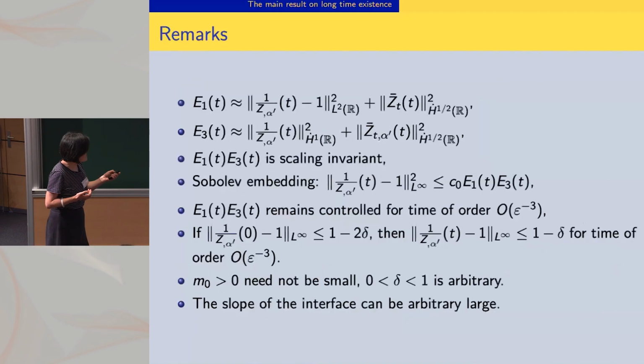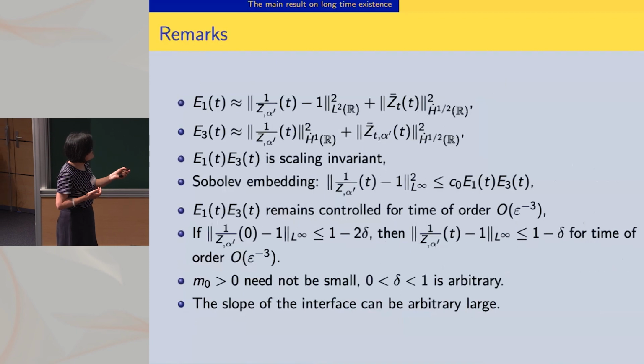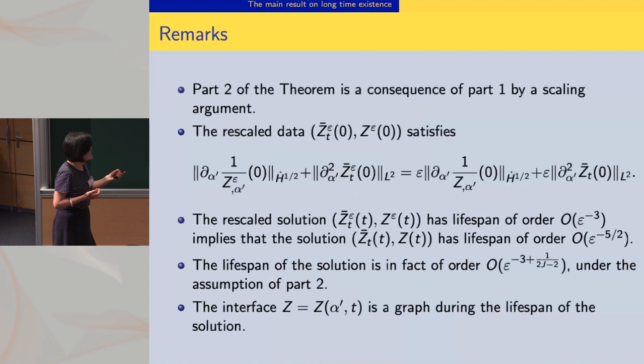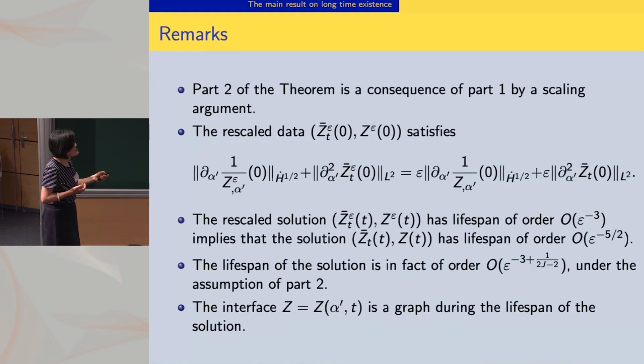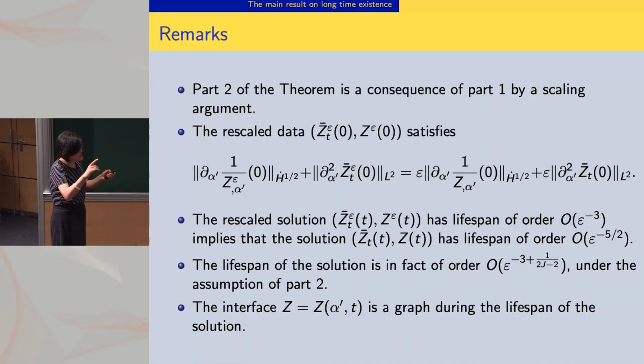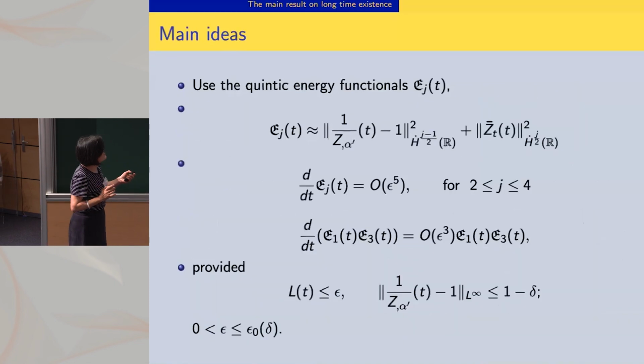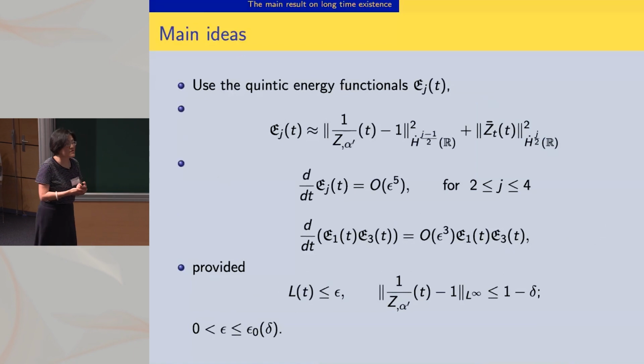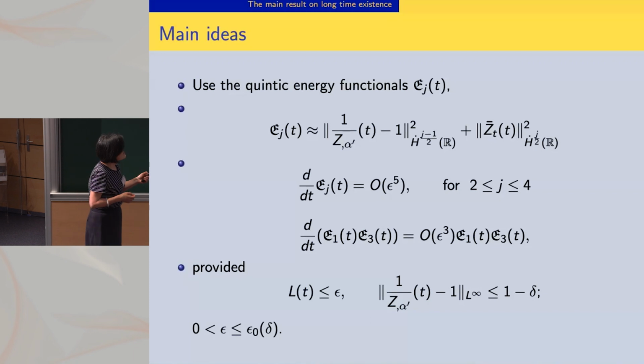And here, requiring 1/z minus 1 less than 1 means that we can only deal with a graph. So this implies it has to be a graph. The wave cannot overturn, but can have large steepness. So the main idea is really just to use these quintic identities.